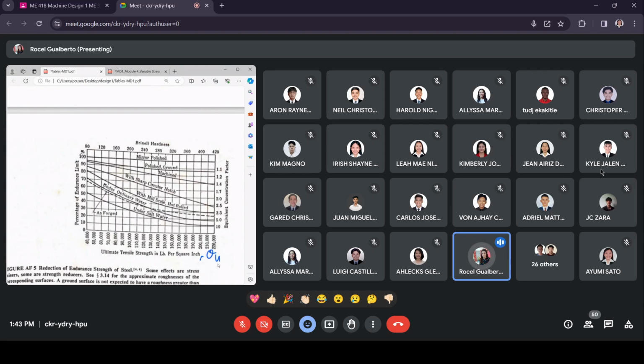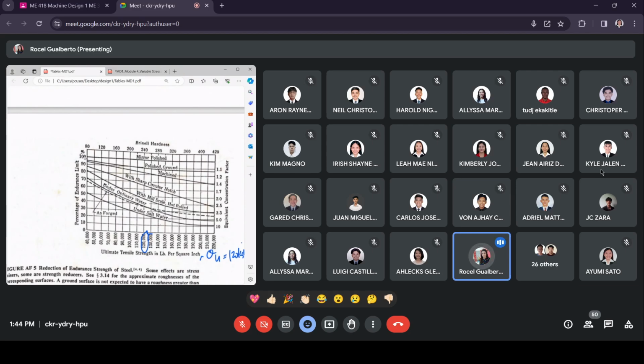Given the material, you look for the design table and see what the value of your sigma u is for that material. Say, for example, you obtain sigma u equal to 120 KSI. You look here at 120, this is 120,000. So this line pertains to sigma u equal to 120 KSI. And then you look at the y-axis.